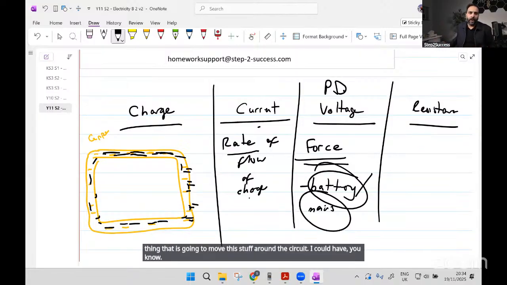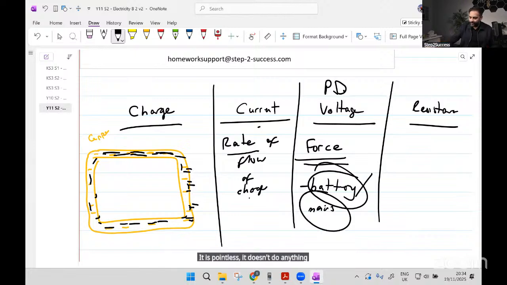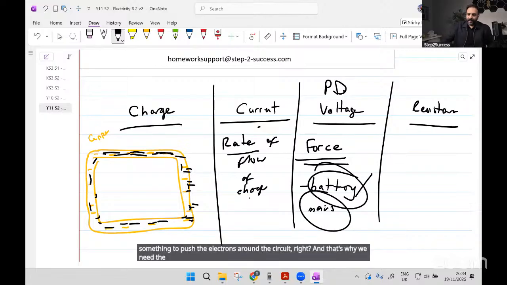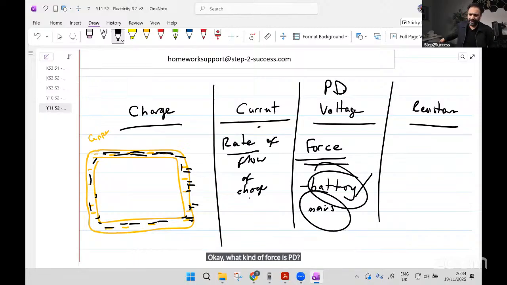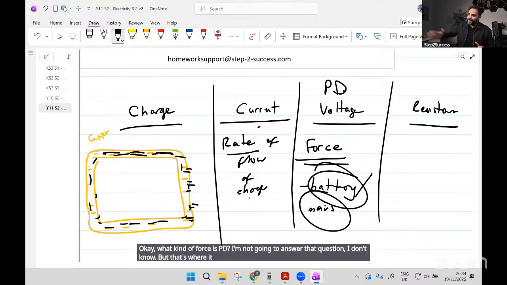I could have all the copper in the world. It is pointless. It doesn't do anything for me unless I have something to push the electrons around the circuit. And that's why we need the battery. Oh God, what kind of force is PD? I'm not going to answer that question. I don't know. But that's where it comes from. It is the force from the battery. Okay, that's what the voltage is.